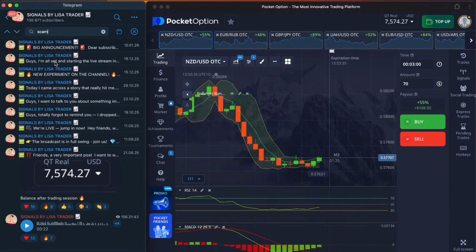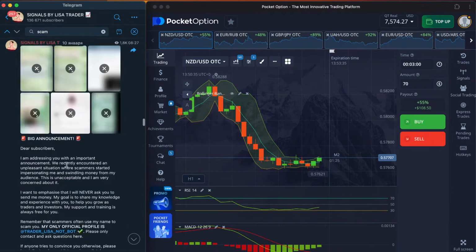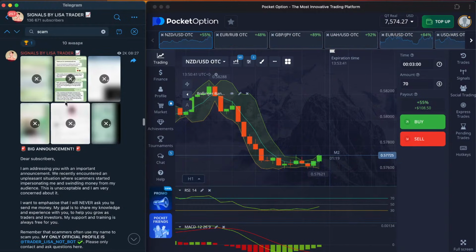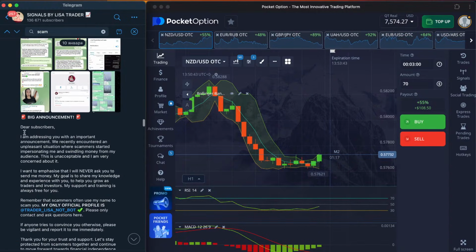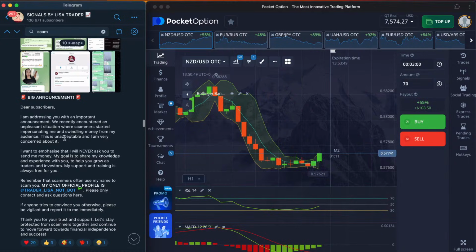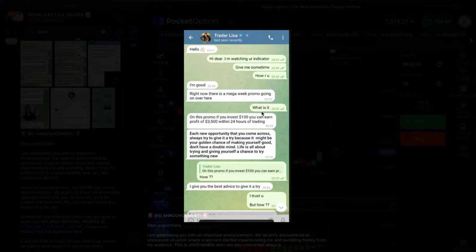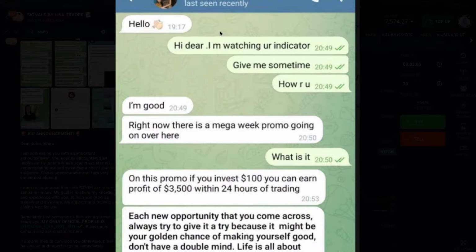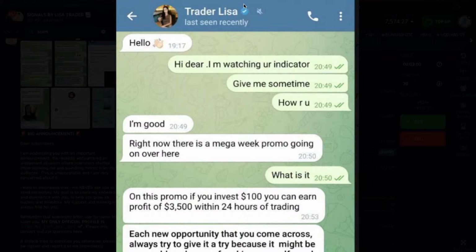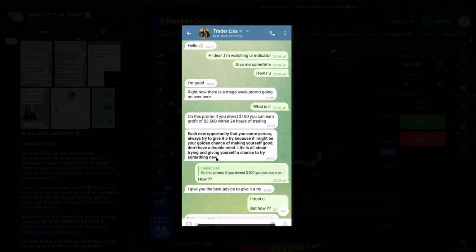For example, a big announcement here. Just 2 weeks ago, I addressed you with an important announcement: I recently encountered an unpleasant situation where scammers started impersonating me and swindling money from my audience. Can you imagine? And here I was putting some of the examples. They're putting the same photo as me, pretending to be the real one. Trader Lisa, the same name, blah blah blah.